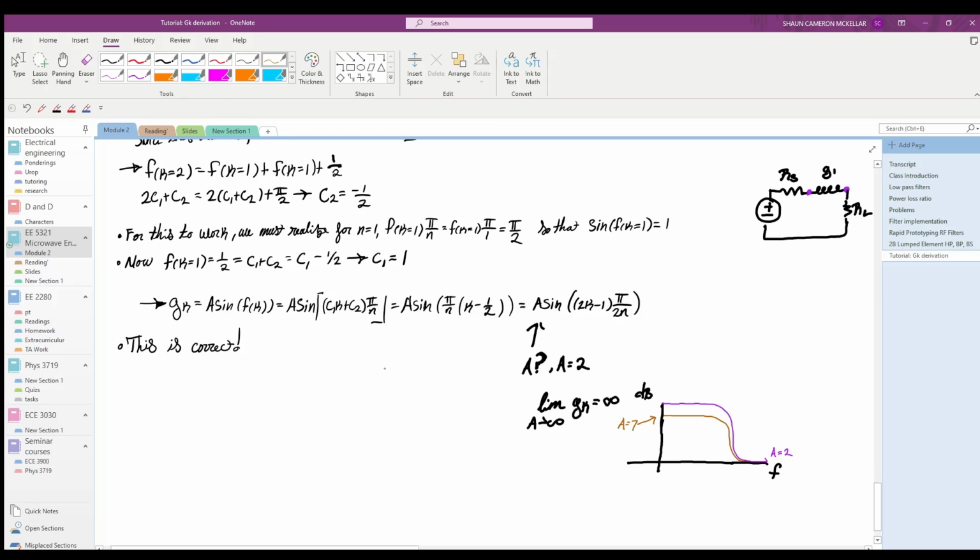Alright, so I believe this pretty much wraps it up. This is the derivation for the G sub k equation used in low-pass Butterworth filters.